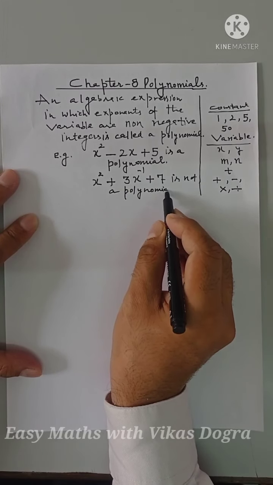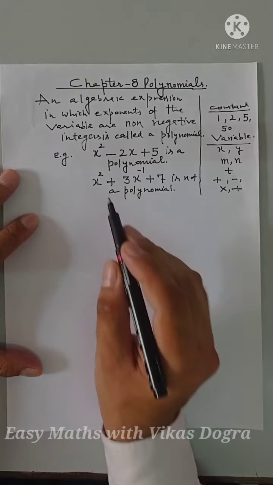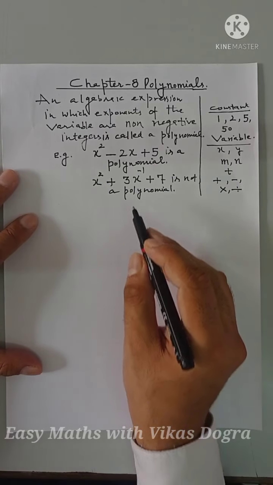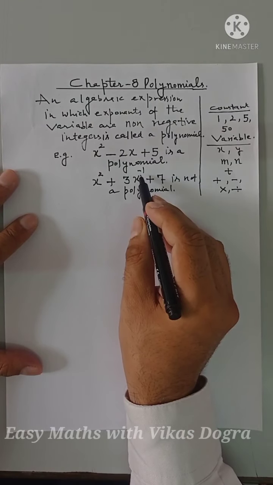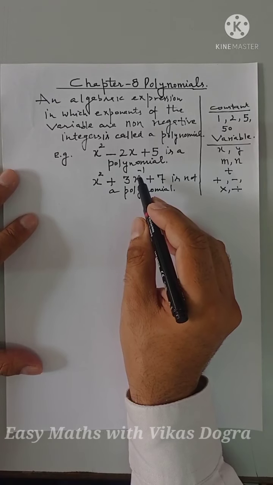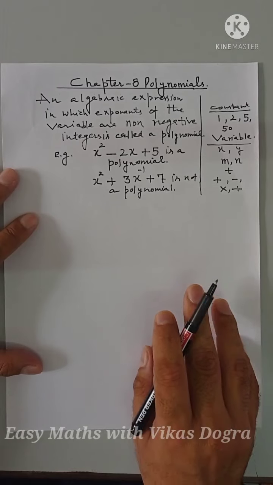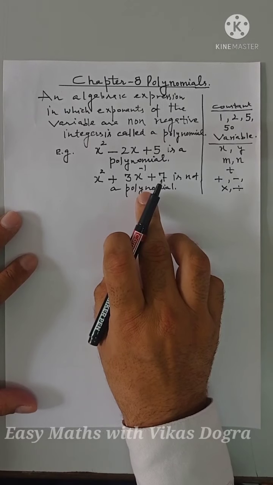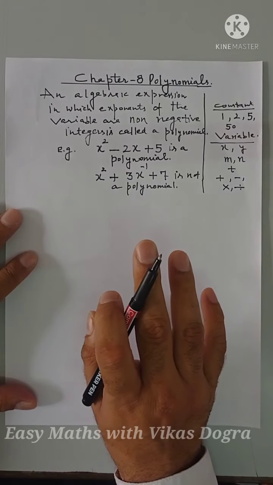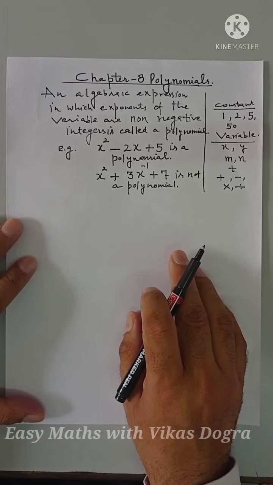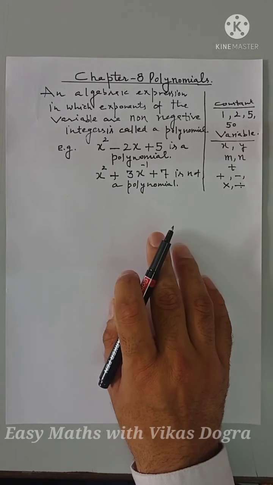You can see in the first term, which is x square, the power of x is non-negative, meaning positive. But in the second term, the power of x is negative. I have already said a polynomial is one where the power is non-negative. So this is not a polynomial. There can be many other examples of things that are not polynomials.